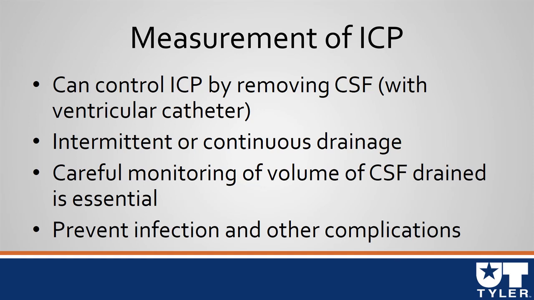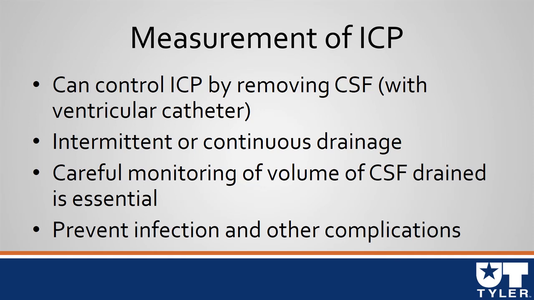There are two options for cerebral spinal fluid drainage, intermittent and continuous. If intermittent drainage is ordered, open the ventriculostomy system at the indicated ICP and allow cerebral spinal fluid to drain for 2 to 3 minutes. Then the stopcock is closed to return the ventriculostomy to a closed system.